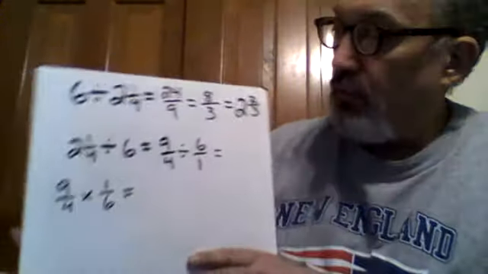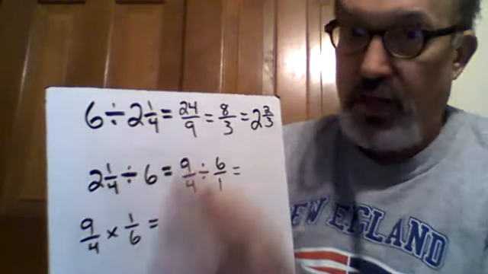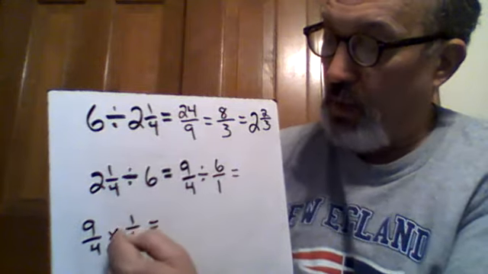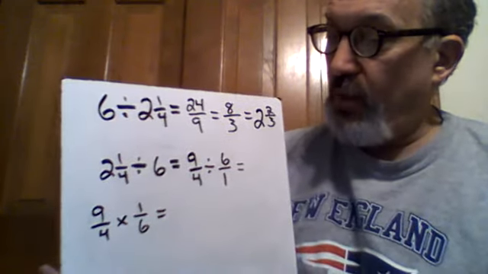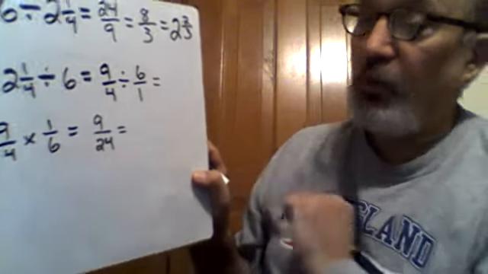So we will do 9/4 times 1/6. And if you think of the notion of reciprocals, to divide by 6, multiply by its reciprocal. The reciprocal of 6 is 1/6. So we're going to multiply by 1/6. And multiplying across the top and bottom here, we get 9 over 24, which 9 times 1 is 9, 4 times 6 is 24. Dividing the top and bottom by 3, we get 3/8.